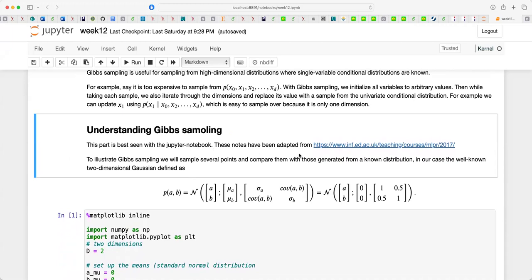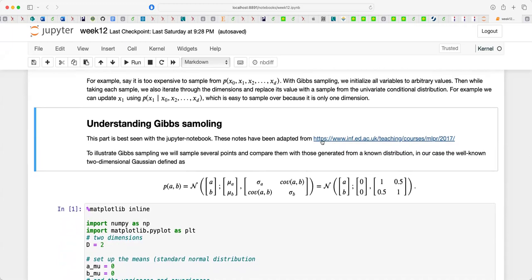So this is something which I adapted from a course in Edinburgh. It shows you how you can understand Gibbs sampling by looking at the conditional probability for a Gaussian. This is a two-dimensional Gaussian, which means that you have the variable A and the variable B. And that means that your covariance matrix has non-diagonal elements which represent the degree of correlations between variables A and B.